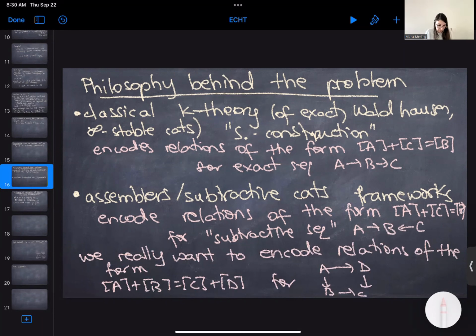And all of these frameworks before, they're not powerful enough to encode such relations. So as you can see, both exact categories and subtractive categories are particular examples of what you might call squares, right? So if you put a 0 in one corner, you can recover both exact sequences and subtractive sequences. But we want the full power of being able to break up square relations.